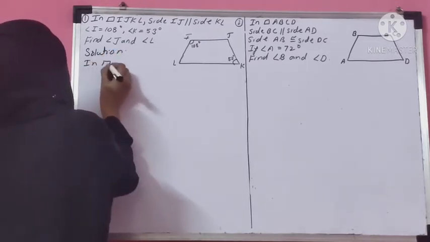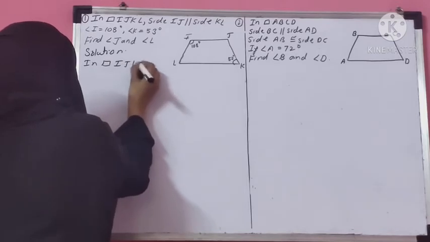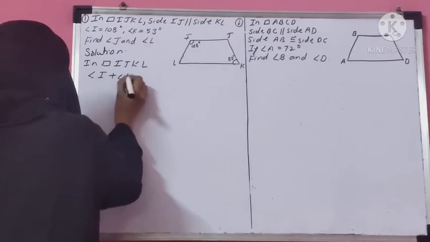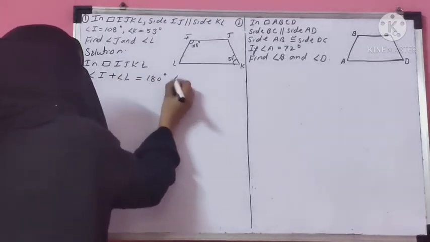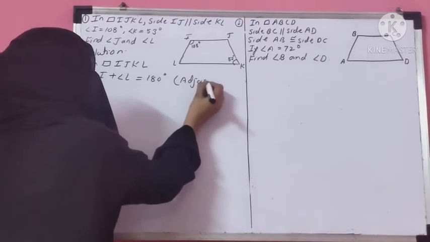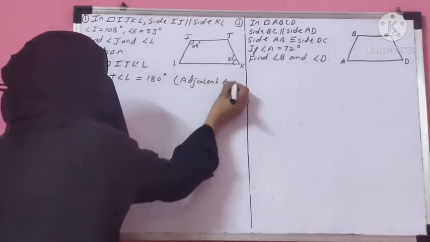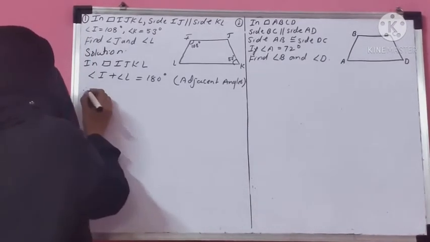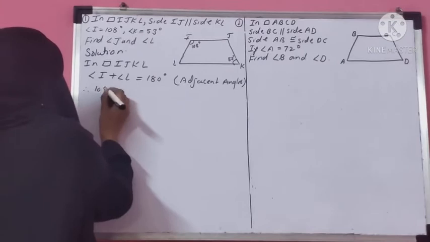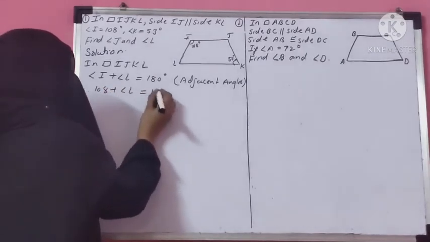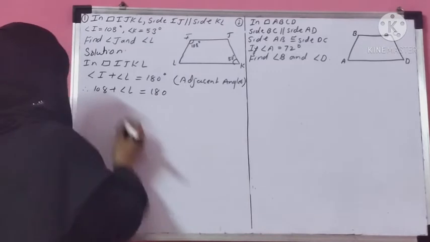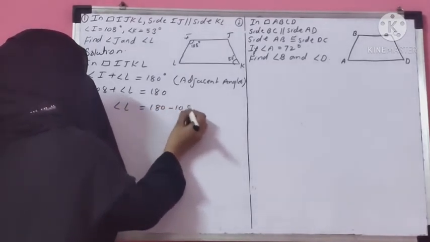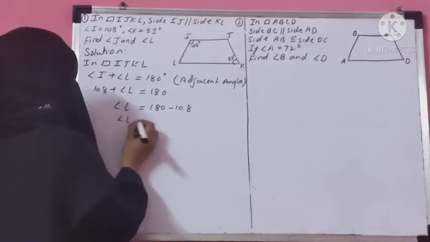In quadrilateral IJKL, angle I plus angle L is equal to 180 degrees, right, adjacent angles. You know, adjacent angles of a quadrilateral are supplementary. Now substitute the values. Angle I is 108 degrees plus angle L is equal to 180 degrees. Therefore angle L is equal to 180 minus 108. Subtracting, you get the value of angle L.